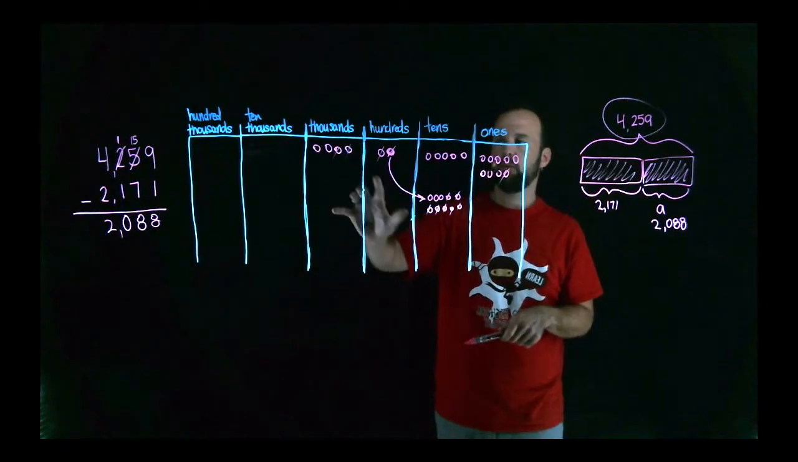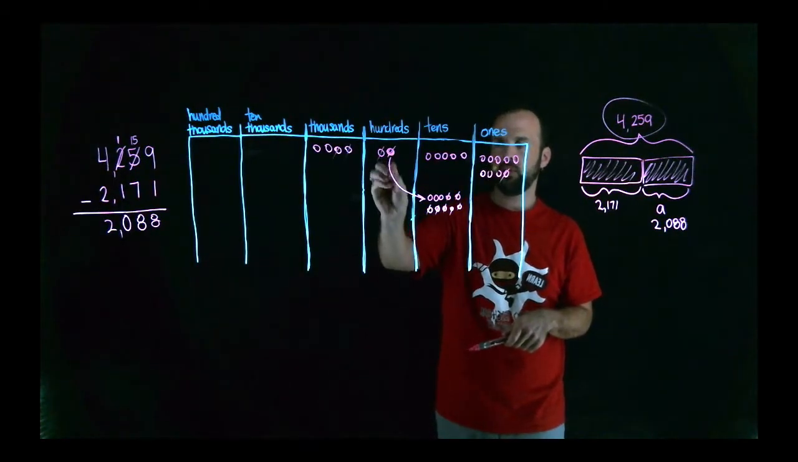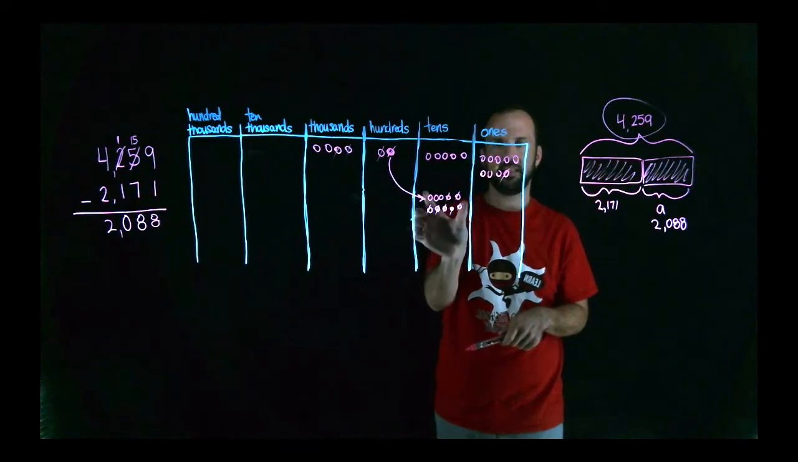All right, so that's a quick overview on how to regroup, like we had to do with our hundreds. I had to take this 100 and break it apart into 10 tens, right?